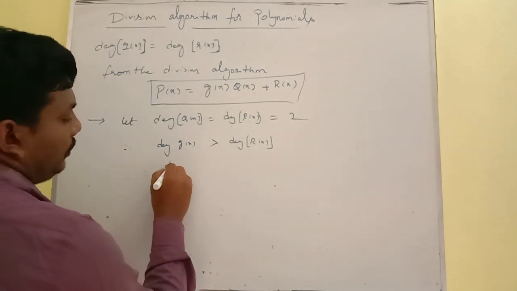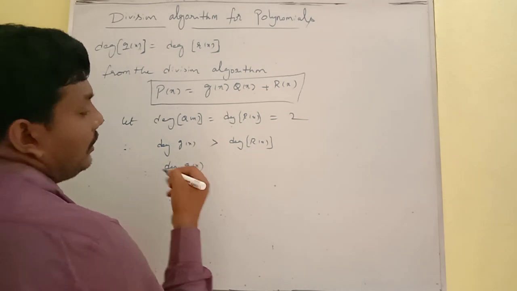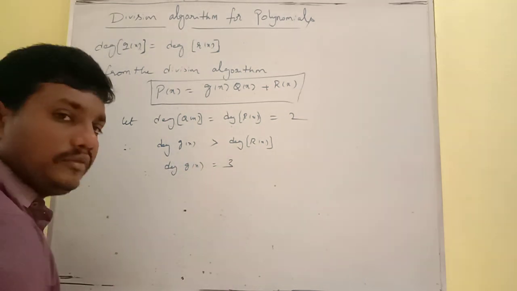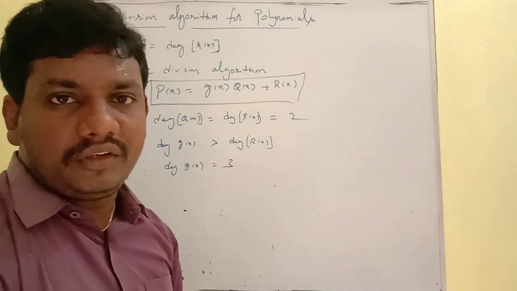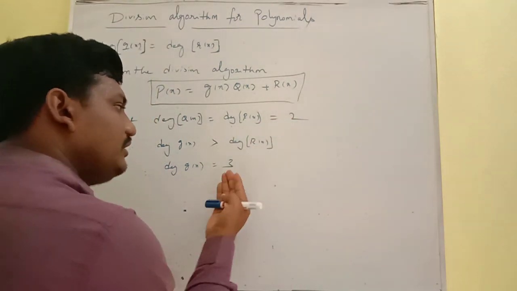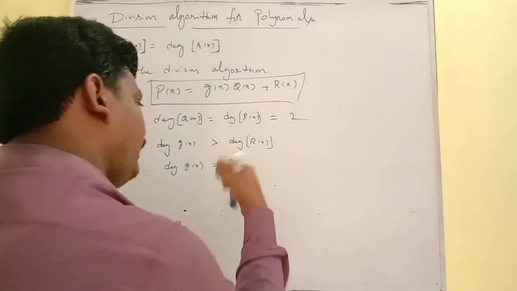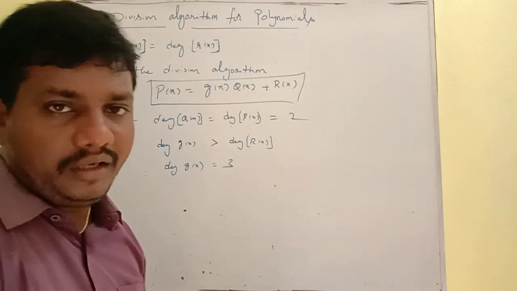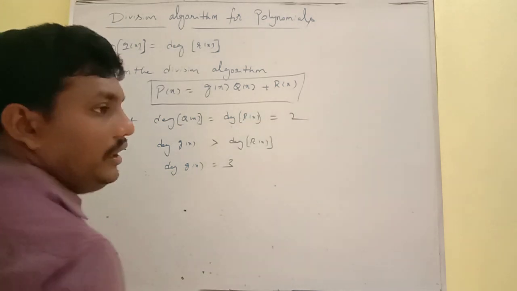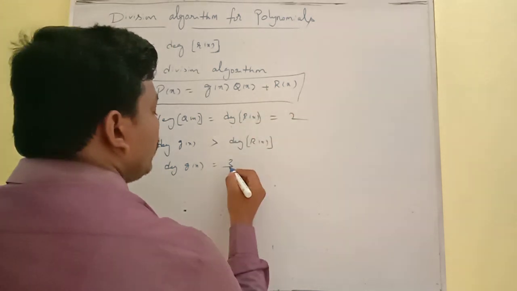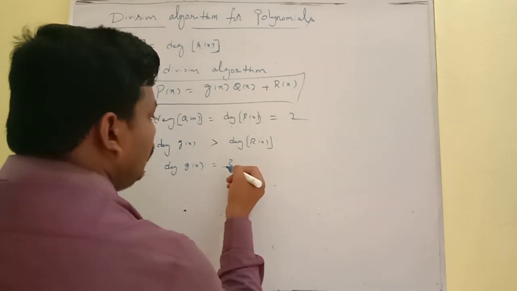Therefore the degree of g of x is at least greater than 1, we are going to consider. Or you can take, I am taking 3, so you may take 5 or 10 or 100, that is your opinion, that is up to you. You can consider any degree. So I am going to consider only the next degrees, that is 2 and 3.